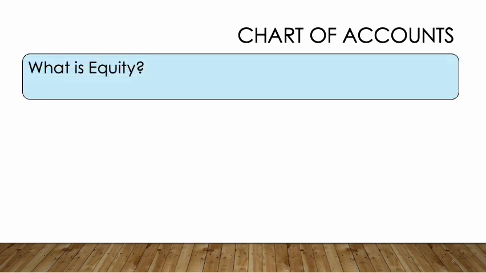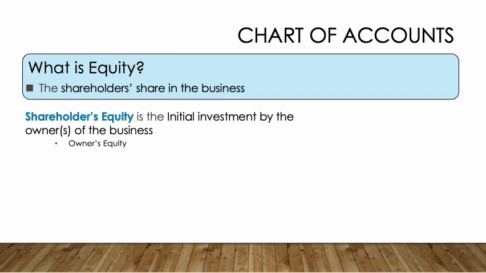Let's move on then to equity. Equity is the shareholder's share in the business. And so this is the owner's portion of the business. There are three main categories that we will use in the equity account. First is shareholders' equity, which represents the initial investment by the owners of the business.